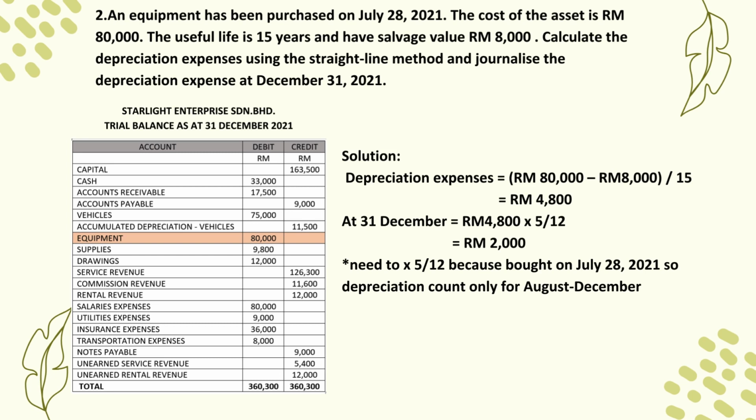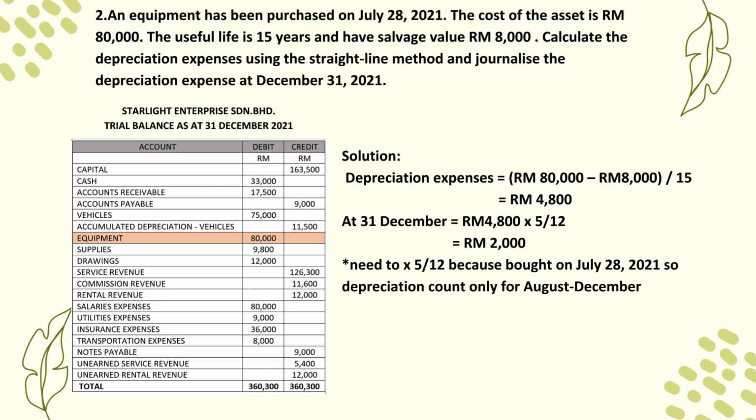So we take the depreciation amount that we calculated before based on the year, 4,800, then we multiply it by 5/12, and we get 2,000 ringgit. So 2,000 ringgit is the exact amount for the 5 months in the year. We need to multiply by 5/12 because we bought on July 28, 2021.